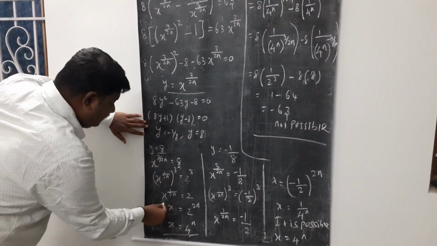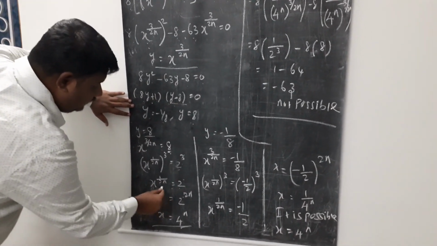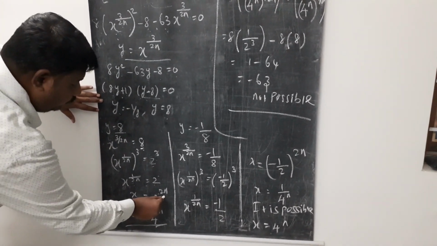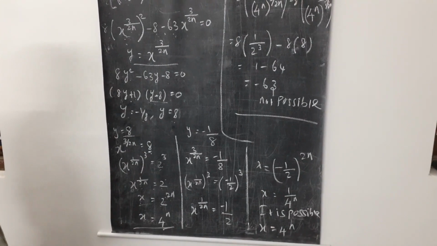Here the 3 cancels, x^(1/2n) is equal to 2, and we need only x. You can raise to the power on the other side, so you can change it into 2 power 2n. So 2 square is 4, therefore x is equal to 4 power n.